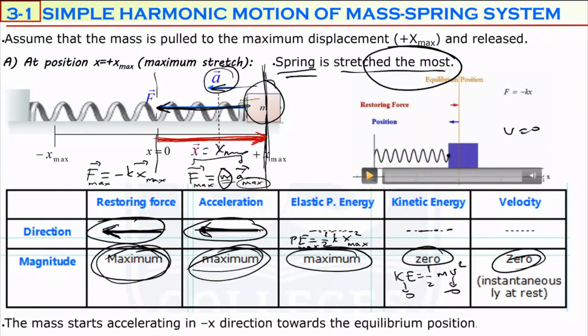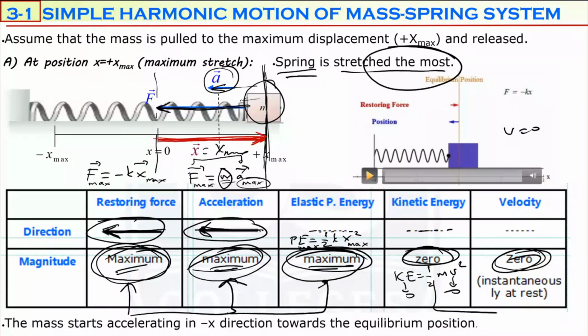So at the maximum stretching point, restoring force gets its maximum value. Acceleration gets its maximum value. Elastic potential energy gets its maximum value. Kinetic energy is 0, velocity is 0. These three always will change together in magnitude: maximum, maximum, maximum. These two always change together, 0 and 0. However, elastic potential energy and kinetic energy are inversely changing. So that's why if one of them is maximum, the other is 0.